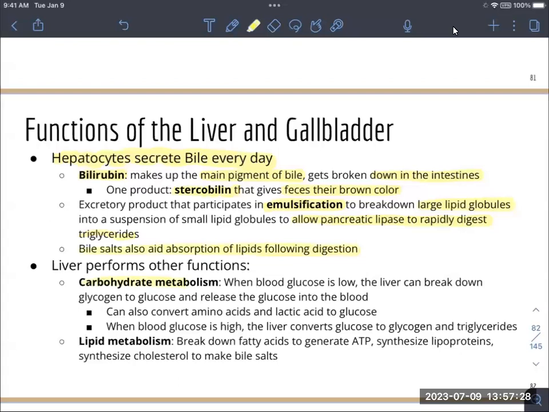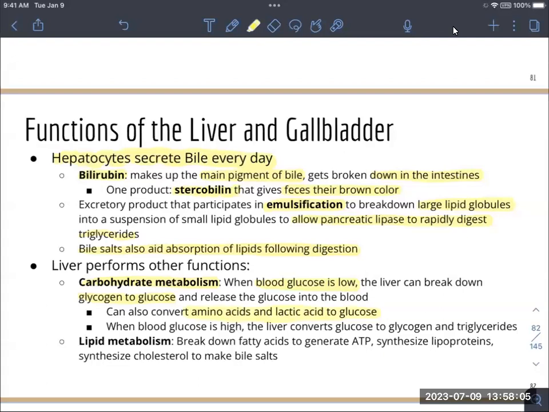It also does carbohydrate metabolism. So glucose, we store glucose in the liver in the form of glycogen, which is those chains of glucose molecules. We can break down that glycogen into those glucose molecules and release them out into the bloodstream if our blood glucose levels are too low. We can store glucose as glycogen when the blood glucose is too high. The liver can actually take amino acids and lactic acid and turn it into glucose.